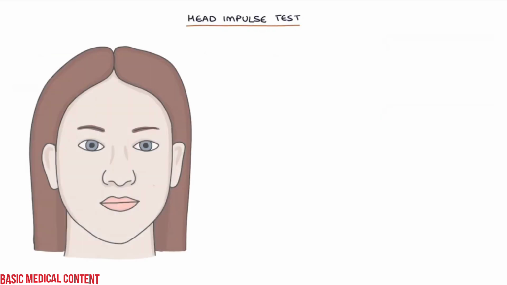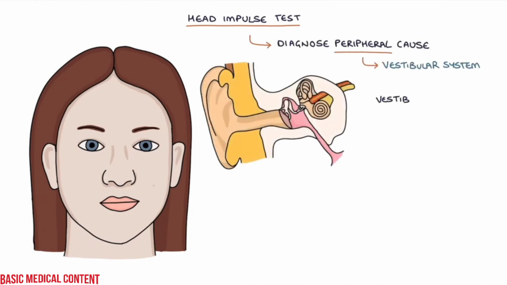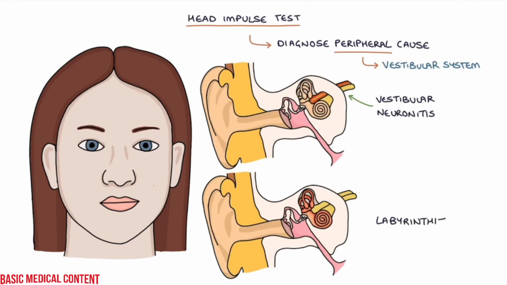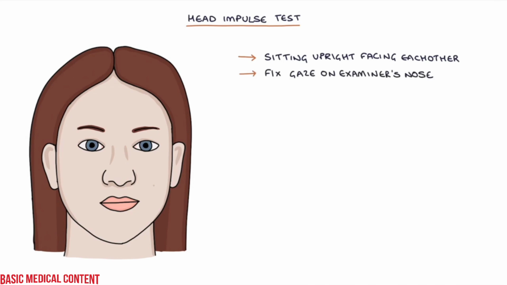Let's talk about the head impulse test. The head impulse test can be used to diagnose peripheral causes of vertigo, resulting from problems with the vestibular system. For example, vestibular neuronitis or labyrinthitis. The head impulse test involves the examiner and the patient sitting upright facing each other, and the patient fixing their gaze on the examiner's nose.